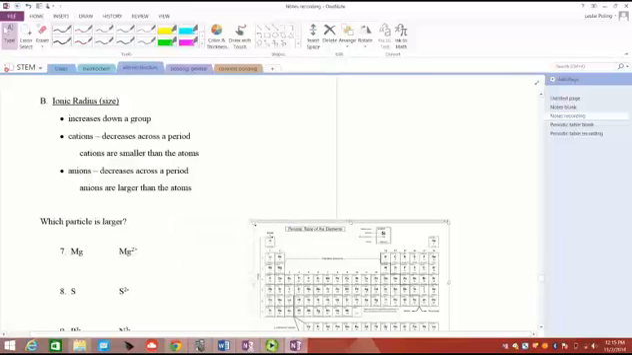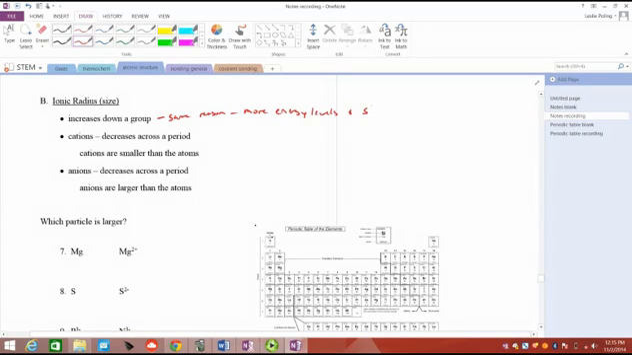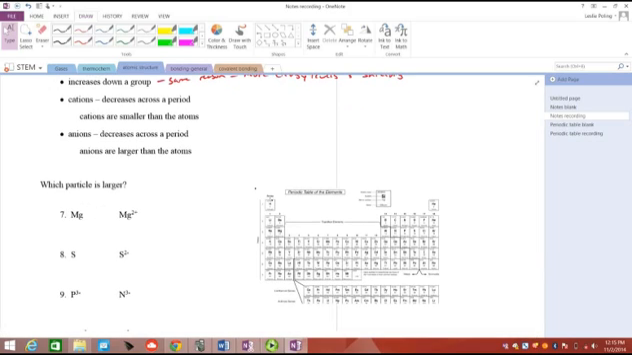Okay, we looked at the radius of an atom. How about the radius of an ion? It decreases down a group for the same reason: more energy levels and shielding. But now, we can't compare anything. We're going to compare cations to cations. Remember, cations are positive. And we're going to compare anions to anions. Anions are negative.